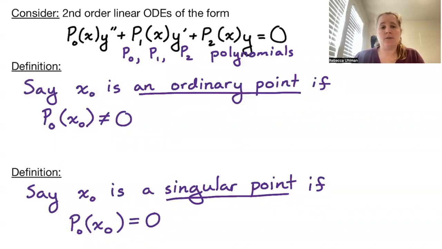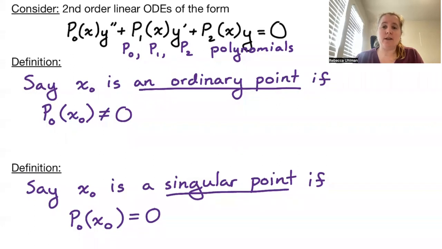So the general idea is once we have polynomials in front of our y double prime, y prime, and y, it gets much harder to find the solutions to the differential equation. So what we're going to do instead is look for series solutions.